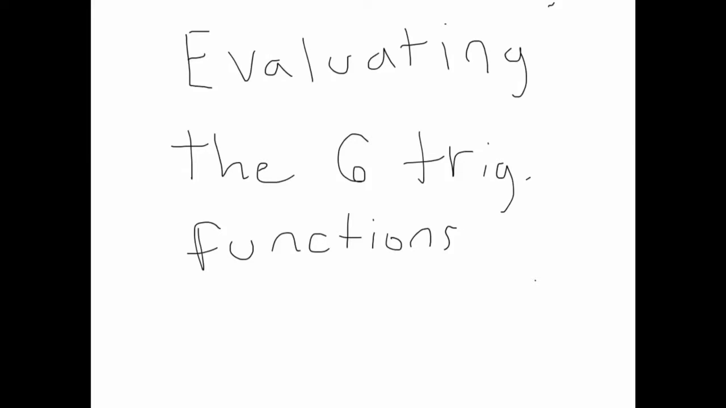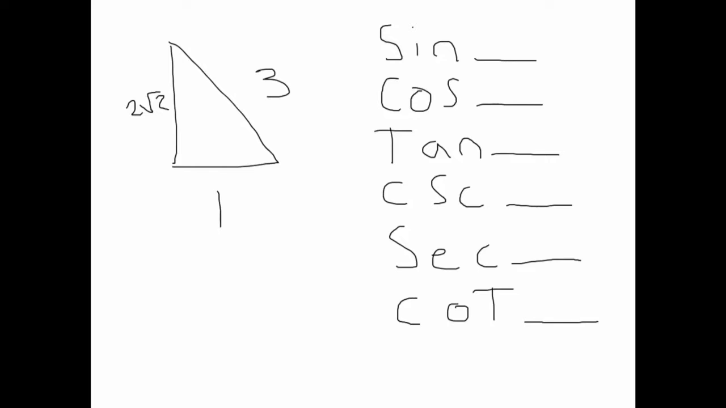Okay, so today you'll be learning how to evaluate the 6 trig functions. First off, you have to find out what the angle is and what your sides are. So the 3 would be the hypotenuse, so I'm going to put an H there for hypotenuse. This one right here would be the adjacent side because it is closest to this angle. And then this one would be the opposite side. To figure out the sine, you have to do opposite over hypotenuse. So according to this triangle, opposite over hypotenuse would be 2 square root 2 over 3.